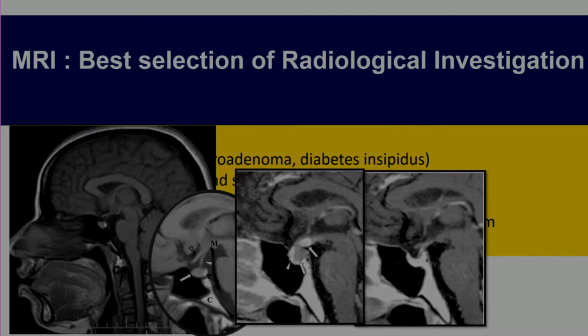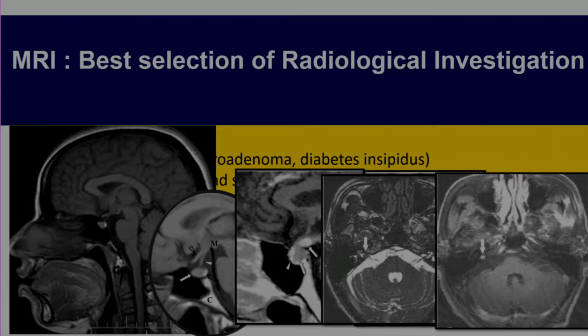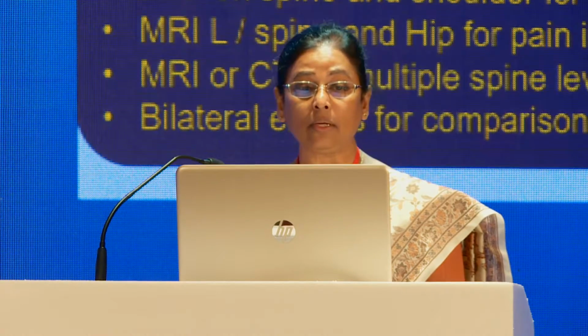This one has got metastasis in the pituitary stalk and in the pituitary gland, and presented with diabetes insipidus. And this is an intracanalicular tiny acoustic neuroma, as you can see here. No other imaging method will give you this. So if a patient has tinnitus, there's no point going for CT, straight away you can go for MRI. So multiple imaging studies, I think we had to keep away.